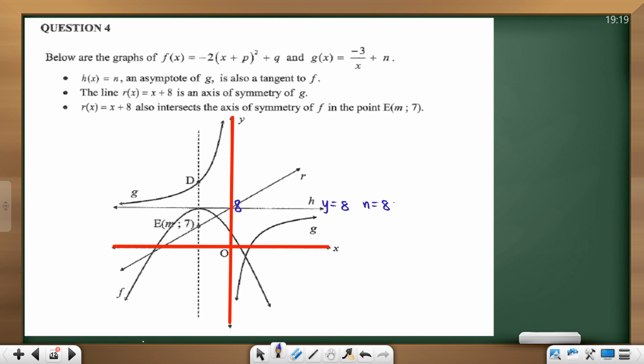What is g of x? Okay, so already we know that our g of x is now what? Minus 3 over x plus 8. Guys, do you think you can get the value of m for me? At point E, get me the value of m.